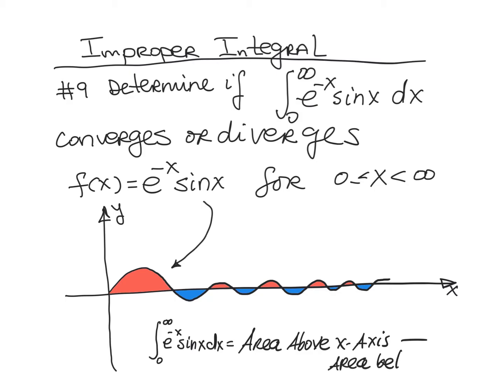Remember, area is always positive, so this is the difference of two positive numbers. And if this integral converges, and it's positive, it means there's more area above the x-axis than below. If the answer is negative, it means there's more area below the x-axis than above. You can probably guess what it will be.